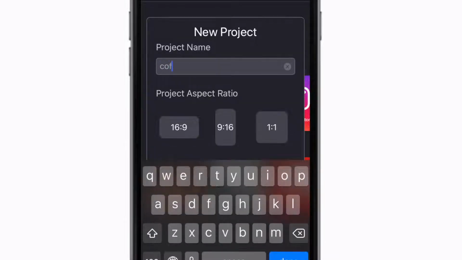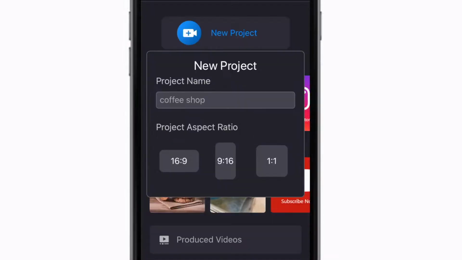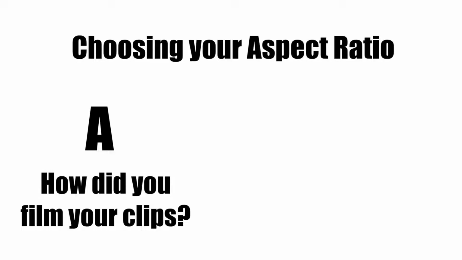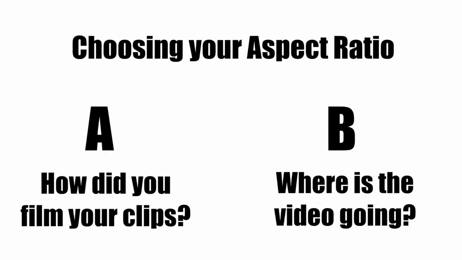First, name the project. This is very important so that you can find it again later. Then second, choose your aspect ratio. You have a choice to make a landscape video, which is 16:9, portrait video, which is 9:16, or a square video with a 1:1 ratio. Choosing this depends on 2 things. A, how did you film most of your clips? And or B, where do you want to publish this video?